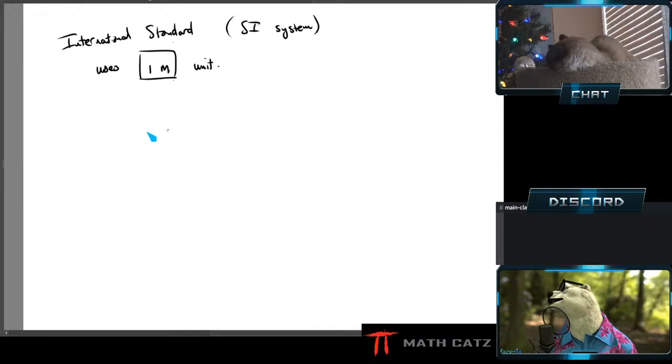Then we can go up or down. Let's say up first. And we can say, well, 1 kilometer, if I have longer distances to travel, maybe thousands of meters, I can talk about kilometers instead, just for convenience.